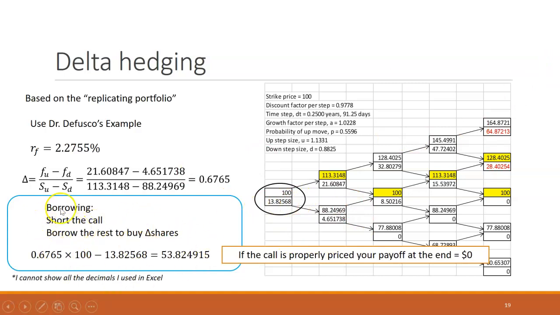Right, so I've got here borrowing. You can short the call and get 13.82568, and then borrow the rest to buy the shares. And if this doesn't hold true, then the call's not properly priced, and you have an arbitrage opportunity. That's how all of this works. The cost to generate the replicating portfolio should be the same as the cost of the call. And if it's not, there's an arbitrage opportunity there.